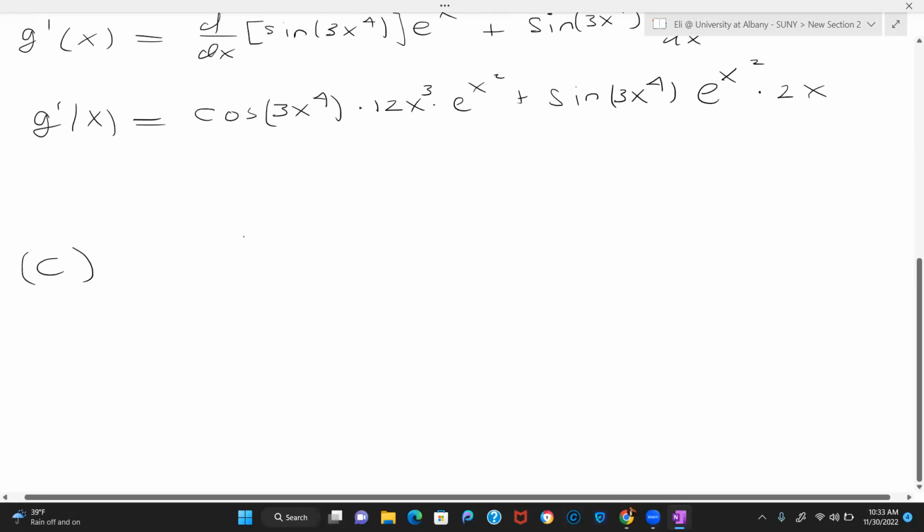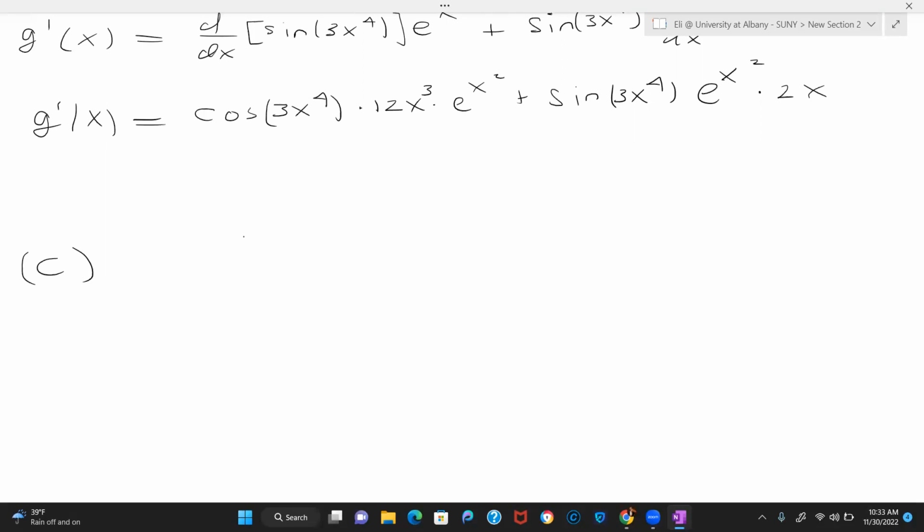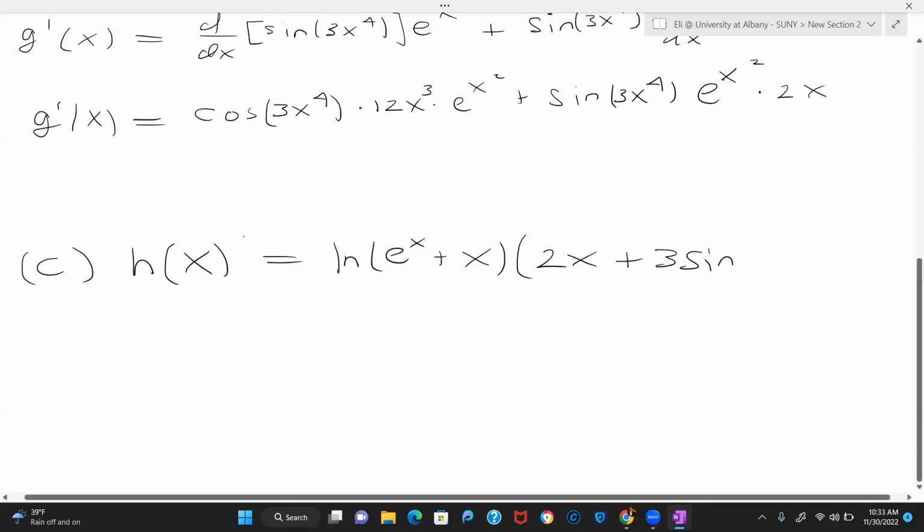All right, now let's look at C. So C is the function ln of e to the x plus x, times 2x plus 3 sine of e to the x.